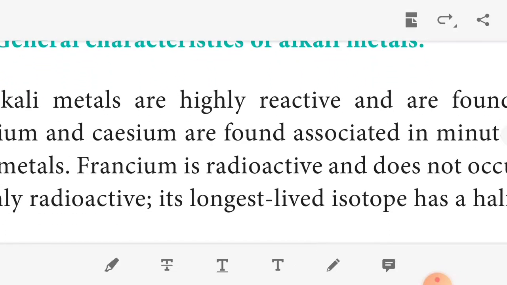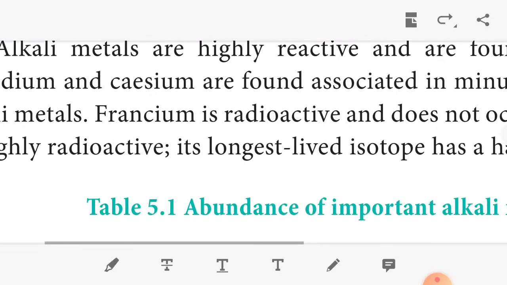Alkali metals are highly reactive. They are found in nature only as compounds. Rubidium and cesium are found in minute quantities associated with the minerals of other alkali metals. Francium is radioactive and does not occur appreciably in nature. It is highly radioactive, and its half-life is only 21 minutes.